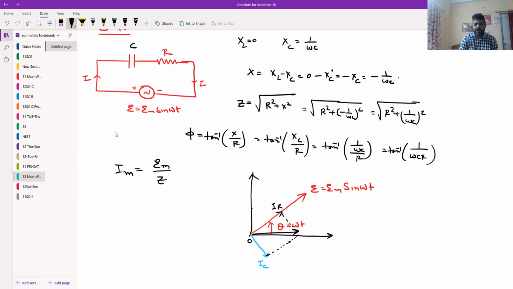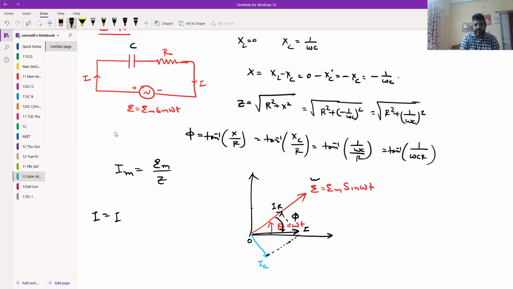Phi is the phase angle. So is the final current lagging or leading with respect to the EMF? Anyone please tell me. Lag. Lag, very good.